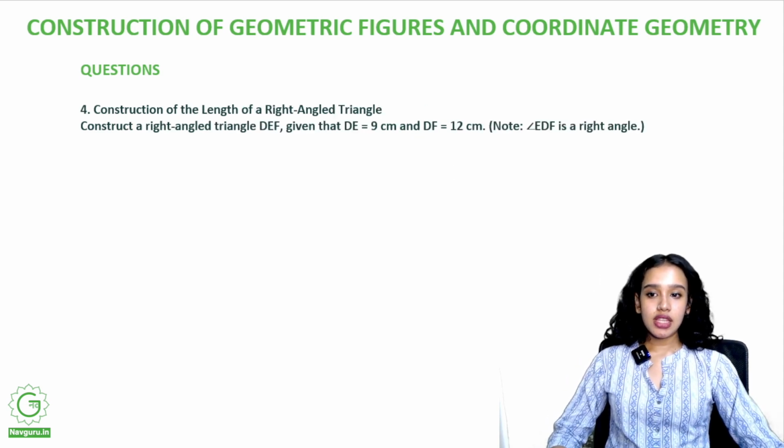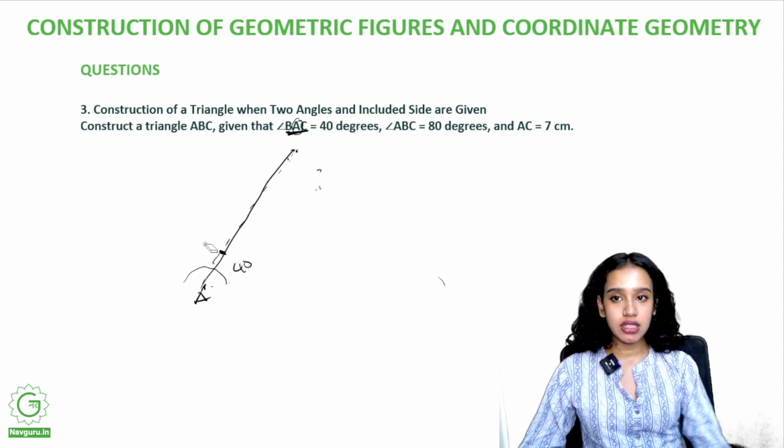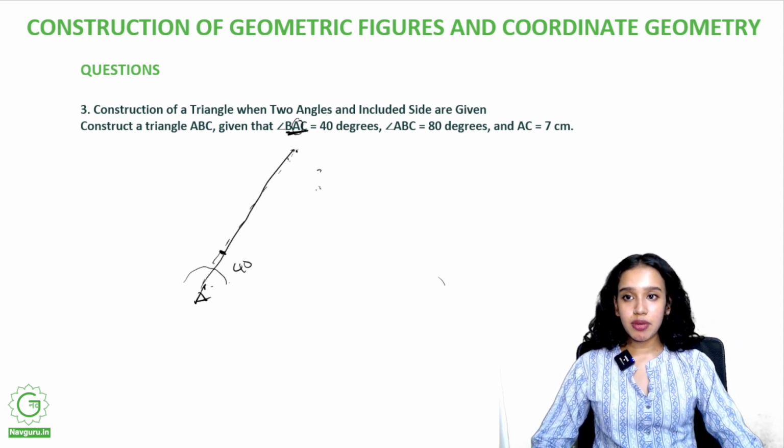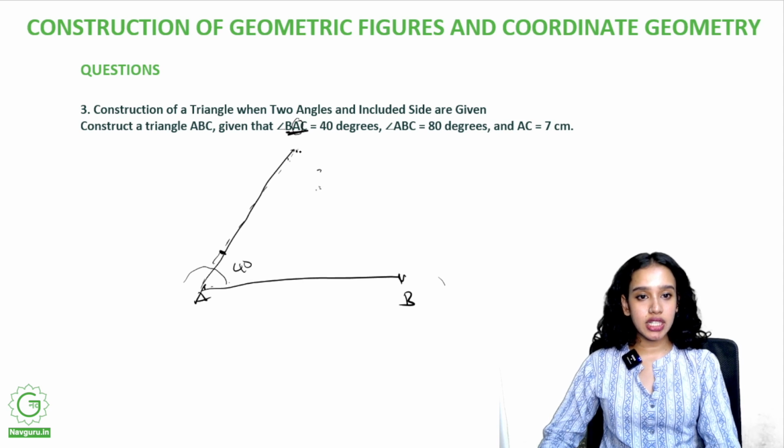Basically this is an included side, so 7 centimeters should be in the middle of this. So it would be great if we could make it in a different way. Like we'll take a baseline first. We'll draw a random line AB first. Then from there we'll measure 40 degrees.